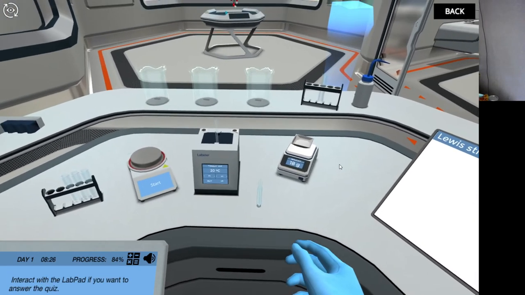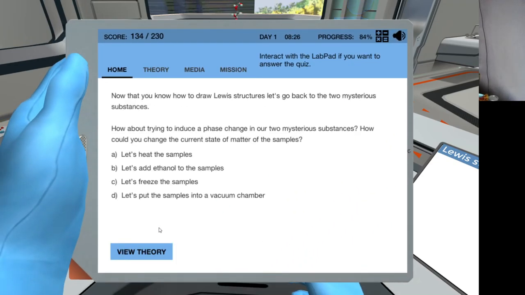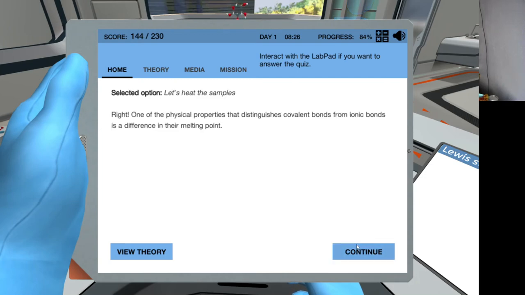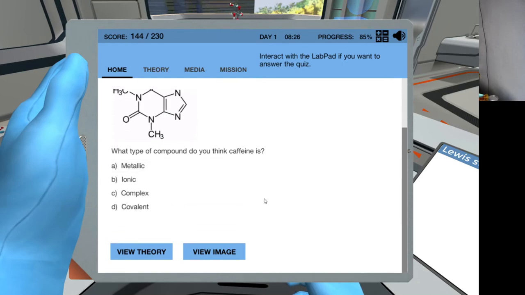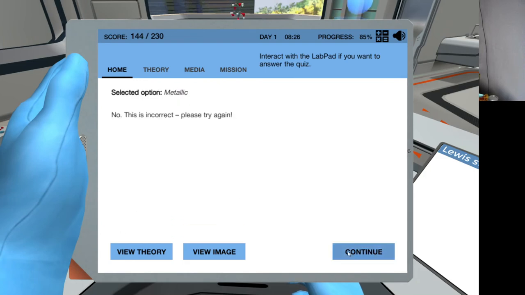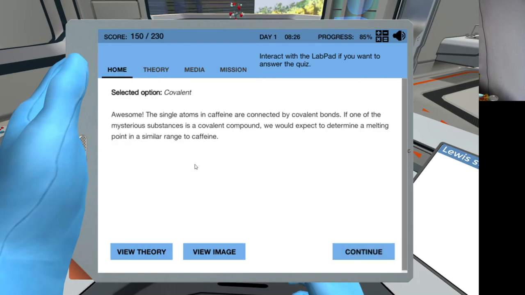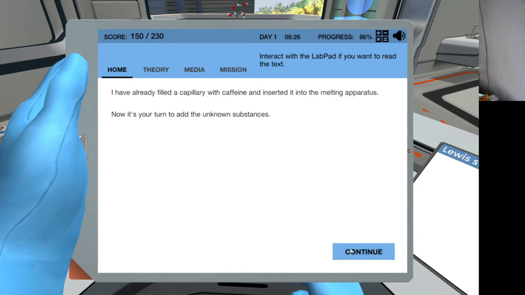Let's see if we can figure out more about the mysterious white substances that we got from the alchemist. Now that you know how to draw Lewis structures, let's go back to the two mysterious substances. How about trying to induce a phase change in our two mysterious substances? How could you change the current state? Using a capillary system, we can precisely determine the melting point of both substances. Have some caffeine here that you can use as a control. Is caffeine metallic? No, not metallic. Covalent? Awesome. I have already filled a capillary with caffeine.